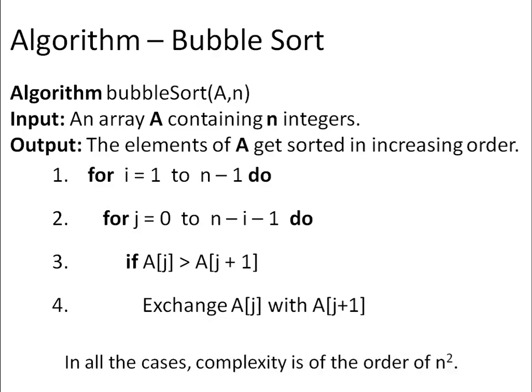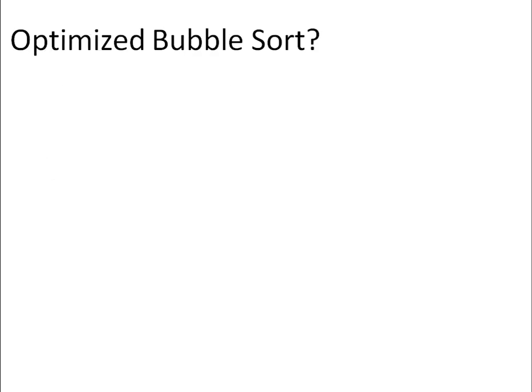In all the cases, the complexity of bubble sort comes out to be n squared. However, one may think of an optimized version of the bubble sort algorithm. By optimized, we mean that the moment the array contents get sorted, just stop the process.